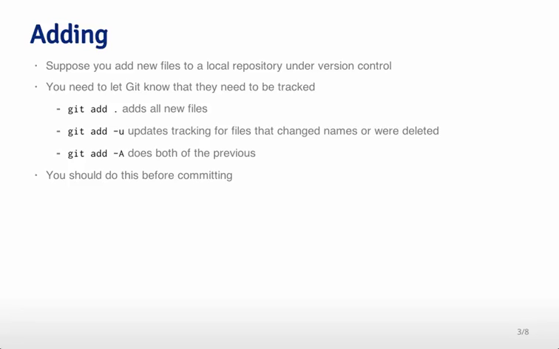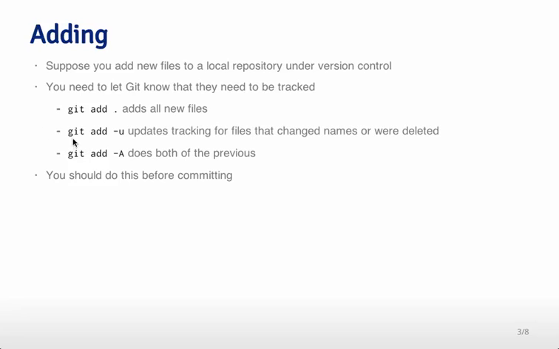Okay, so suppose you're working in a directory that is a repo that is under version control by Git. The first thing you may want to do is put new files under version control. So what you need to do is add them to the index. To let Git know that they need to be tracked, you can use the add command. This is git add dot, which adds all the new files in the current working directory that you're working in. This presumes that you're in the directory where you're adding new files.